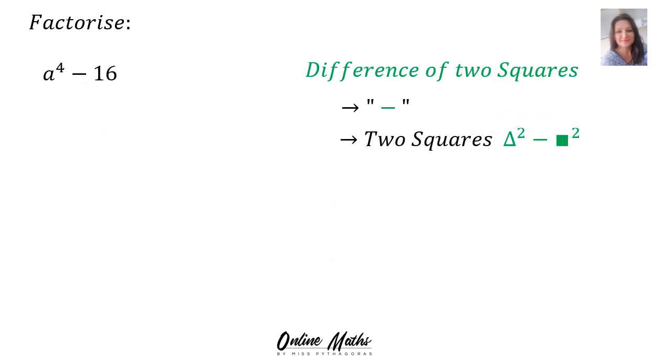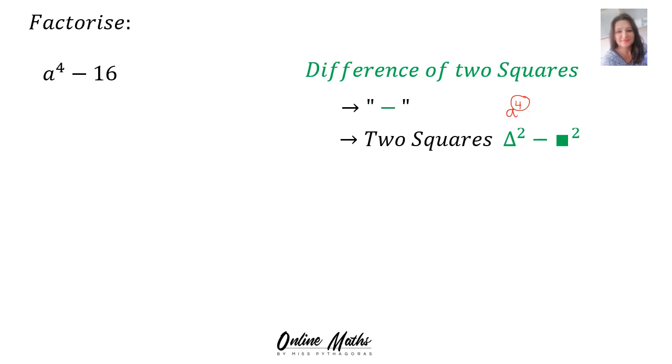Now on this one, the question says factorize a to the 4 minus 16. Now remember, for something to be the difference of two squares, there has to be a minus. In this case, there's a minus. And then your two numbers must be two perfect squares. And even a to the 4 is a perfect square, since this is an even number. A to the 10, a to the 12, they are all perfect squares.